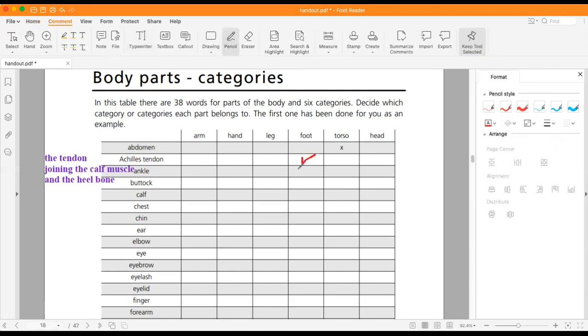The ankle, for example, is in the foot. The buttock is in the torso, because torso equals trunk. And we have, for example, the calf. The calf is in the leg. We have the chest, which is in the torso, and so on.